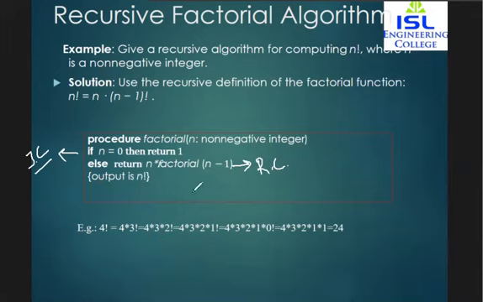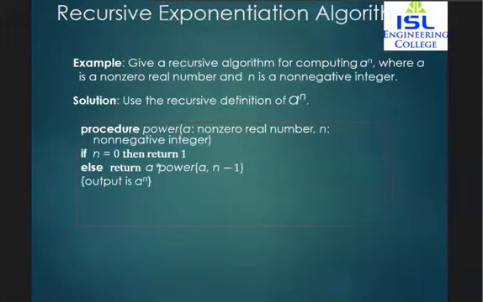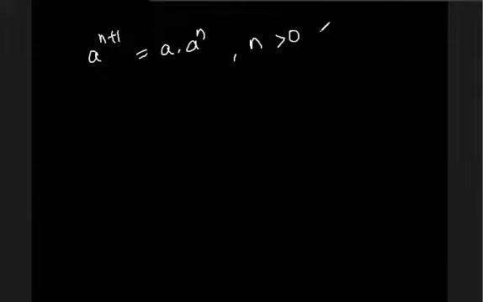Now the next one is the recursive exponential algorithm. Over here, it is basically used when we are supposed to find a power n. To find the recursive definition for a power n, we can base a recursive algorithm on a power n. What can we do? Suppose we want to find a power n plus 1, it is equal to a into a power n, and every time your n should be greater than 0. This is the recursive definition.